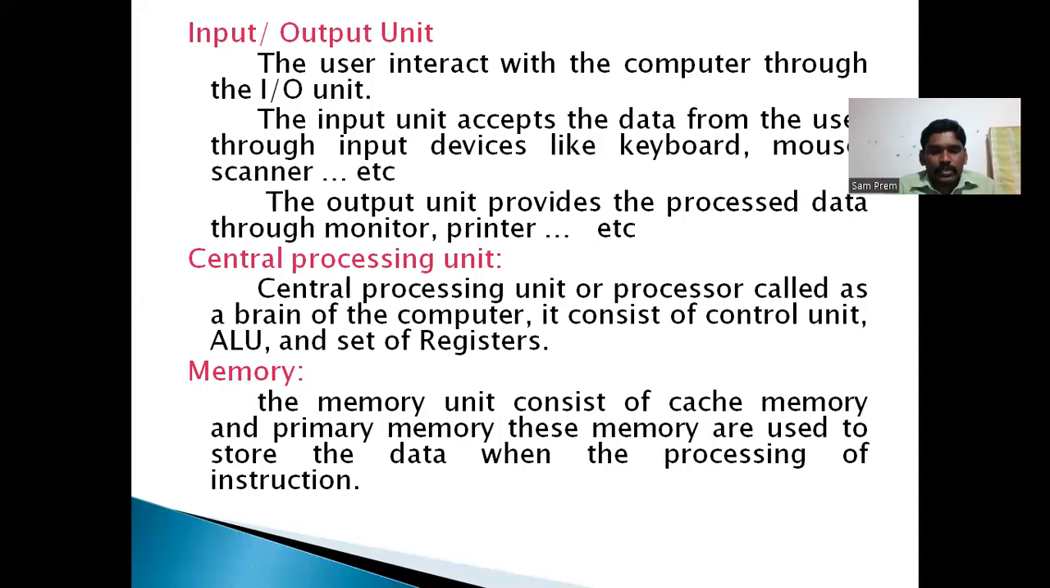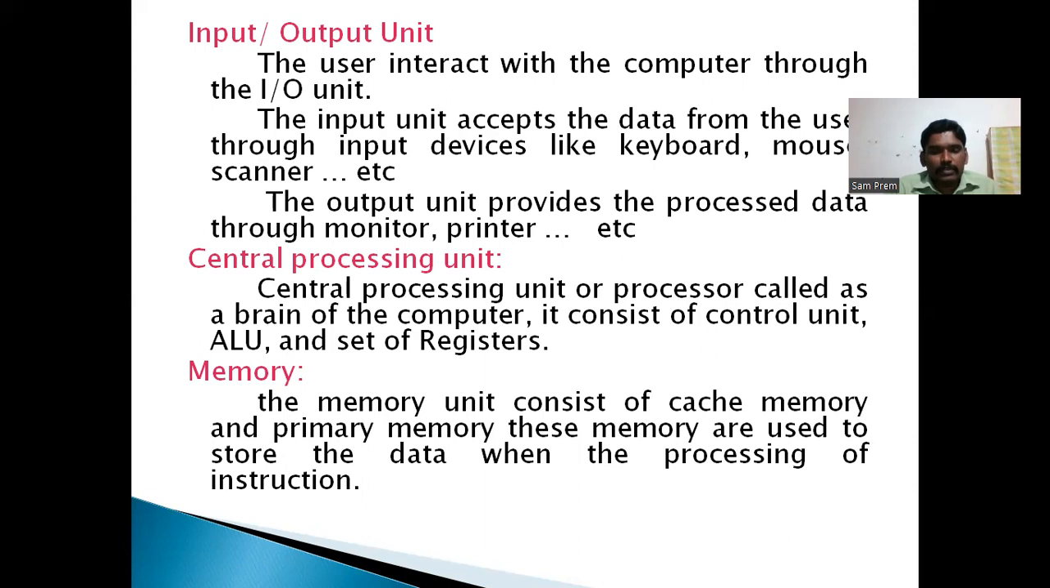It consists of a control unit, an arithmetic and logical unit, and a set of registers. This central processing unit consists of three parts. One is the control unit, another is the arithmetic and logical unit, and the next one is registers. We will see them one by one in the next slide. So next one, memory unit.